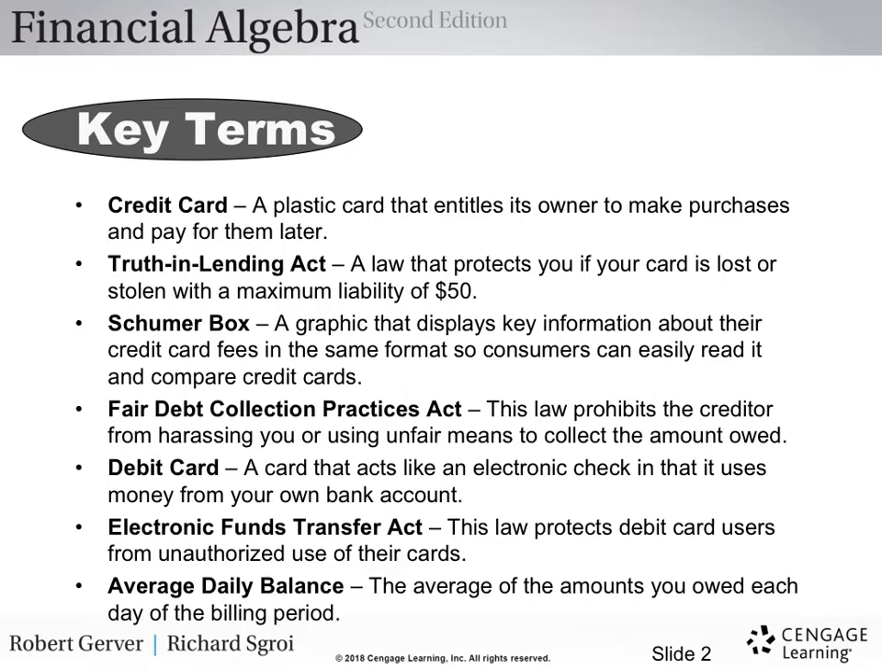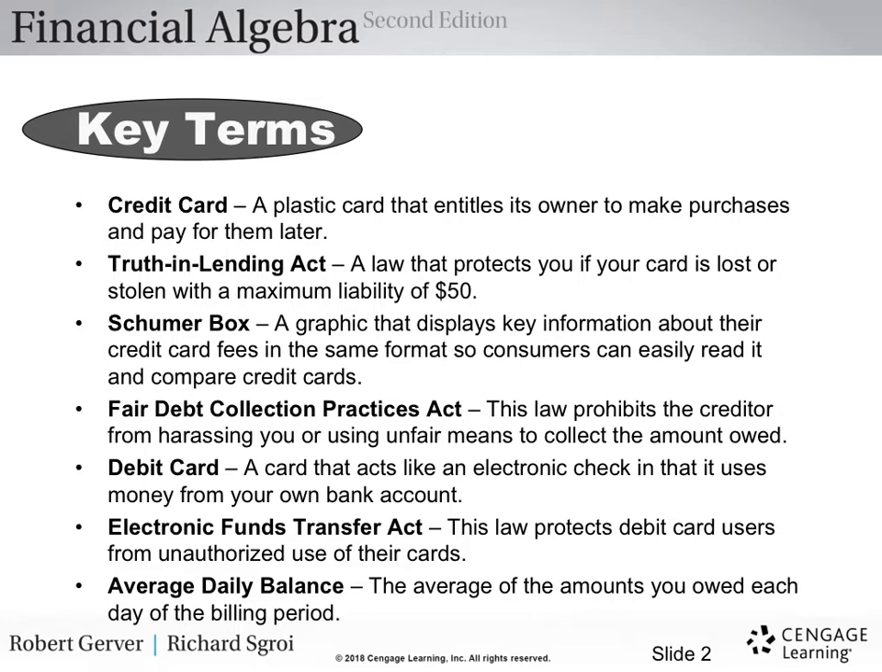Some vocabulary terms that we need to be aware of. First, credit card. That's a plastic card that entitled its owner to make purchases and pay for them later. I think you all understand that. The Truth in Lending Act. This is a law that protects you if your card is lost or stolen with a maximum liability of $50. The Schumer box. This is a graphic that displays key information about their credit card fees in the same format so consumers can easily read it and compare credit cards. So if you're looking at different credit cards, this format will be the same.